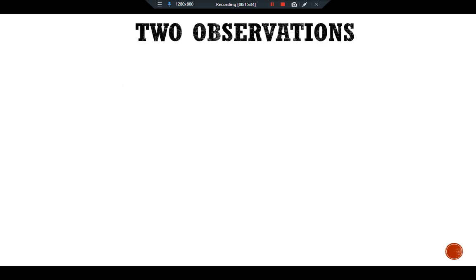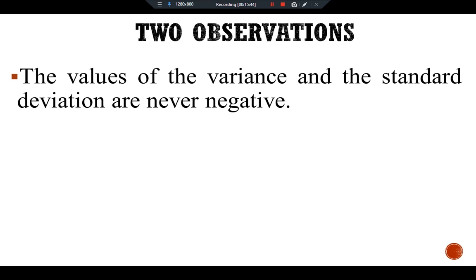Okay, here we have two observations to keep in mind while finding the variance and standard deviation. First, the values of variance and standard deviation are never negative. Dear scholars, the formula for the variance should never produce a negative value. Usually the values of the variance and standard deviation are positive, but if a data set has no variation, then the variance and standard deviation are both zero.